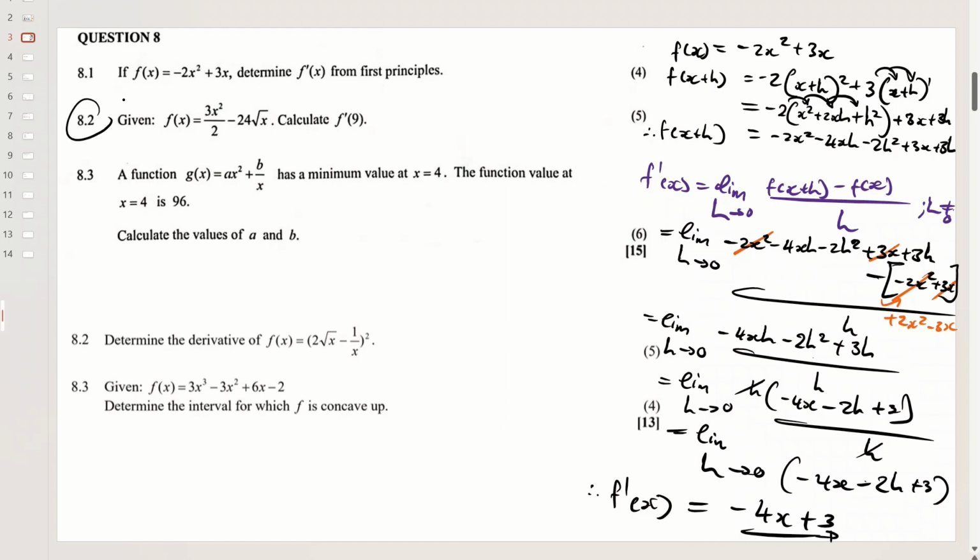So now, let's take a look at 8.2. They say that we have a function f of x, which is equal to that. Calculate the average gradient at the point x is equal to what? That's how you read it. So first, you see that degree there, that's the first derivative. So we have to take the first derivative here using the basic derivative rules.